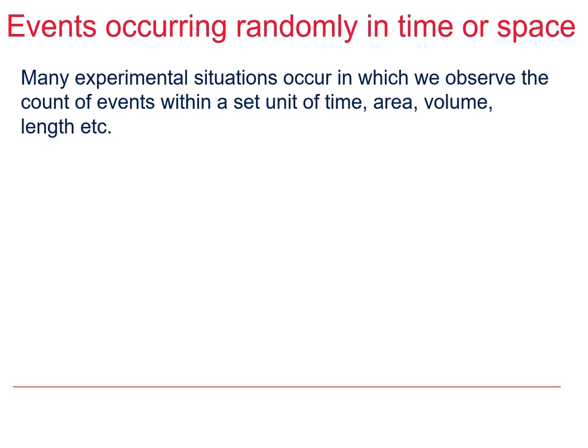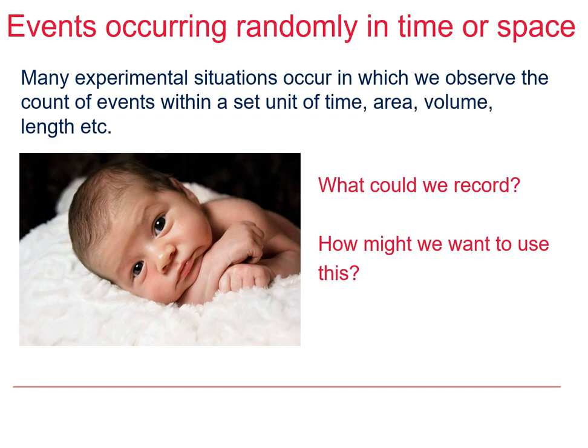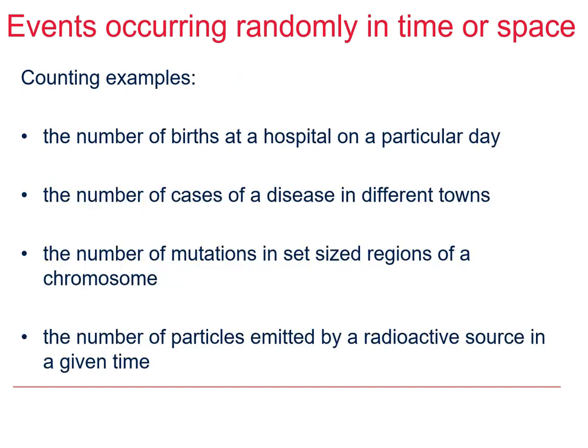And we're going to be looking at some examples where we're interested in counting the number of events that occur within a set time or space interval. And we have a little example here where we could count the number of births that occur in a hospital during a day. That's our time interval. And what might we want to use this for? Well, we could perhaps work out the average number of births per day at the hospital, and then perhaps use that information to make predictions about staffing in the future. And we'll look at a few more examples of this on the next slide.